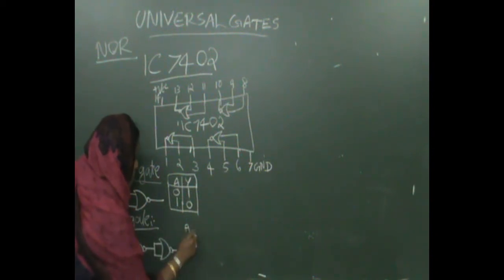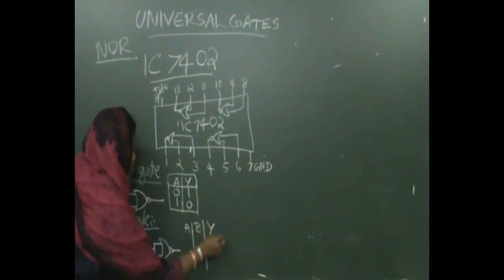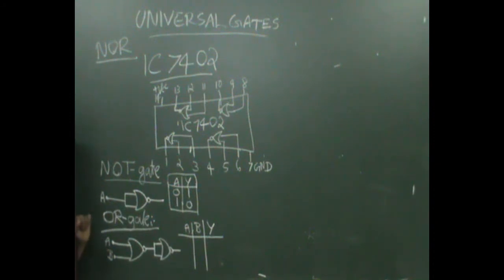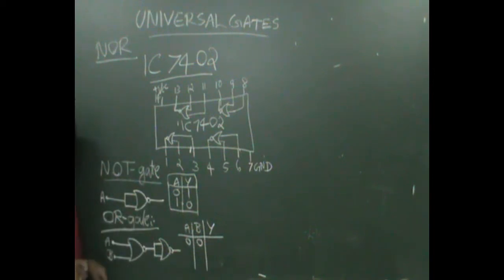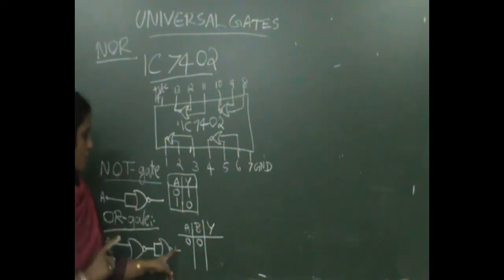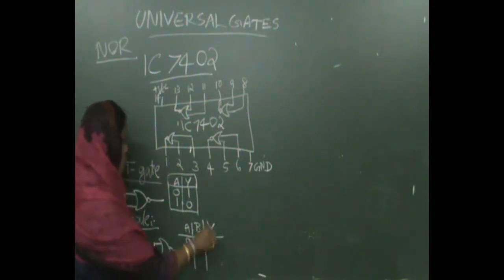A, B and Y. 0, 0. You look here, 0 OR 0. If you go like this, 0, 0, you know that this is a NOR gate. If both inputs are low, you have high here. If it passes through this inverter again, this high goes to 0. So you have 0 here.